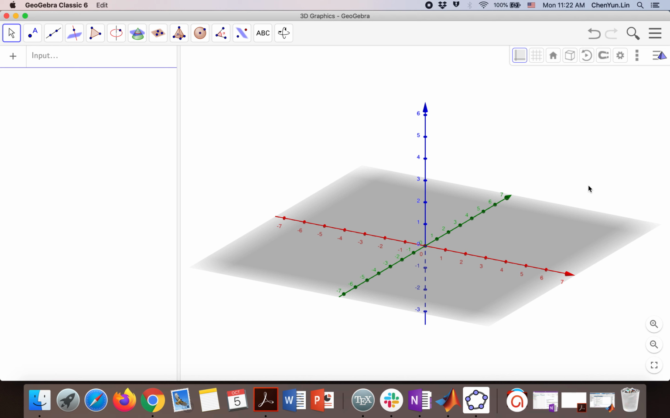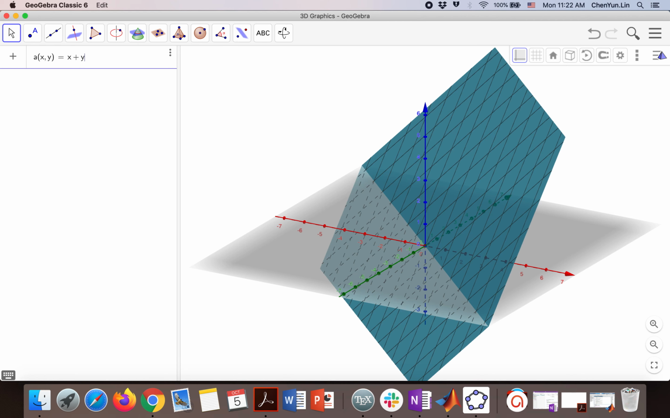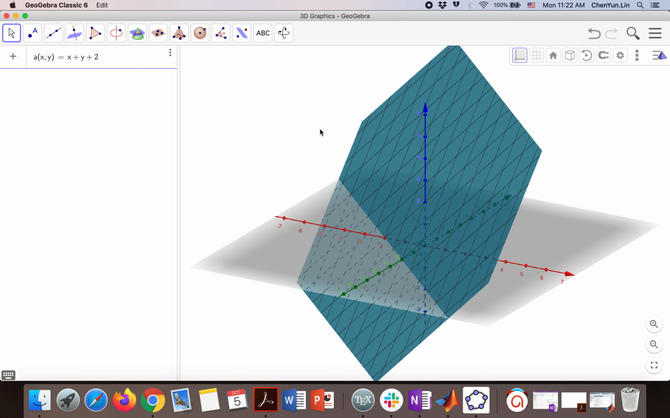I'm going to use a grapher to see a few examples of what the graph of a function of two variables looks like. We've seen a couple of examples of graphs of functions of a single variable, so you will see a curve or a line on a two-dimensional space. If I have a function with two variables, what does that mean? For example, a of xy equals x plus y plus 2, like that, right?